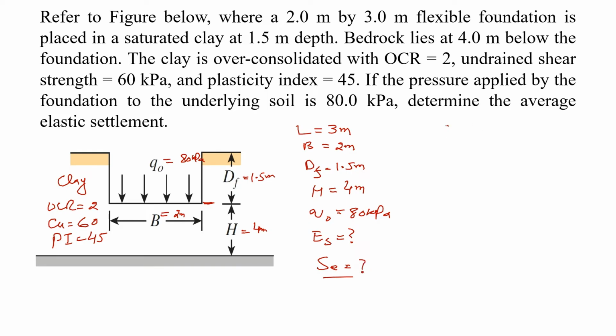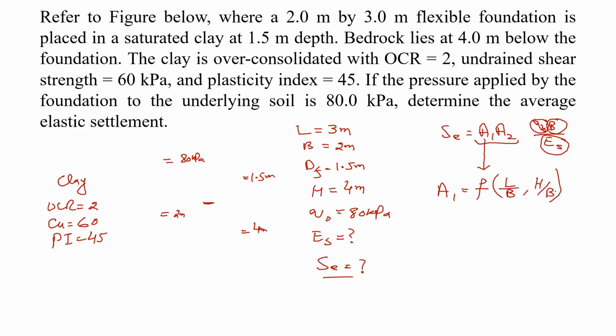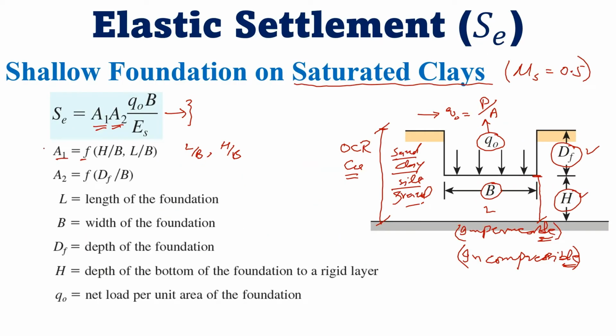To calculate the elastic settlement, we know the formula: A1, A2, Q naught, B over ES. We are given Q naught, that is 80. We are given B, that is 2 meters, but we need to determine A1, A2, and ES. So first of all, we will determine A1. For A1, we saw that this is a function of L by B and H by B. On the last page, we saw that A1 is a function of H by B and L by B.